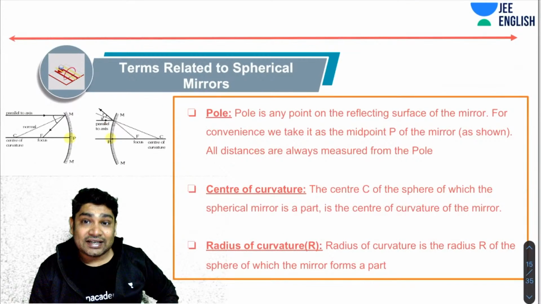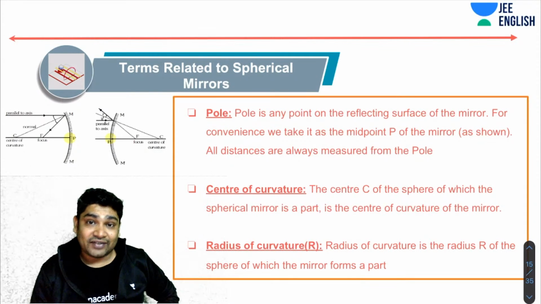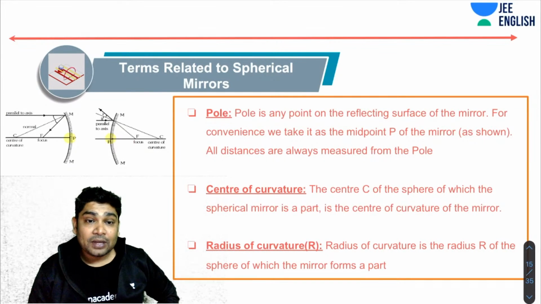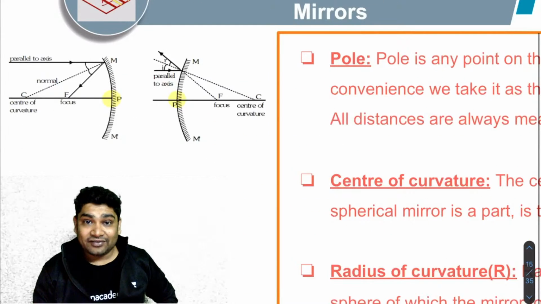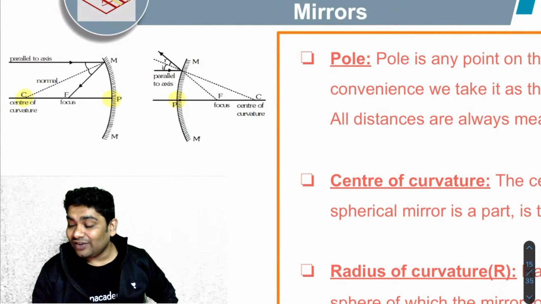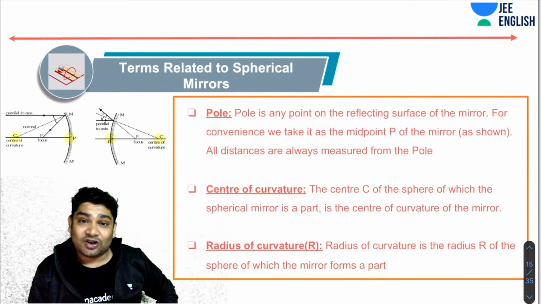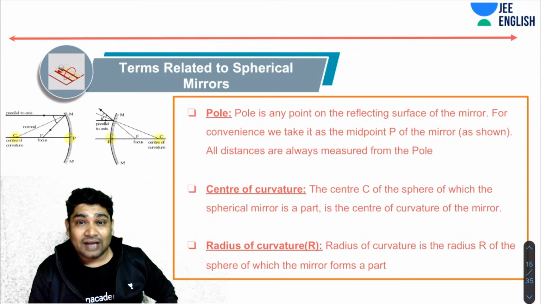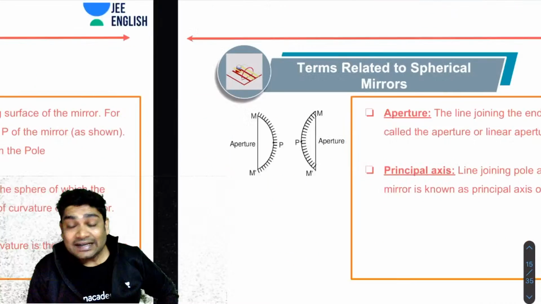Okay, then you have a center of curvature. Center of curvature is the center C of the sphere out of which this spherical mirror has been cut. As I said, this spherical mirror would have been a part of a sphere. The center of that sphere from which this has been cut out is called the center of curvature. For a concave one, you would have a center of curvature here. For a convex one, you would have a center of curvature here. So these are two centers of curvature. Then you have radius of curvature. Radius of curvature obviously is the radius of the sphere from which they have been cut. I can also call it the distance between the pole and the center of curvature C.